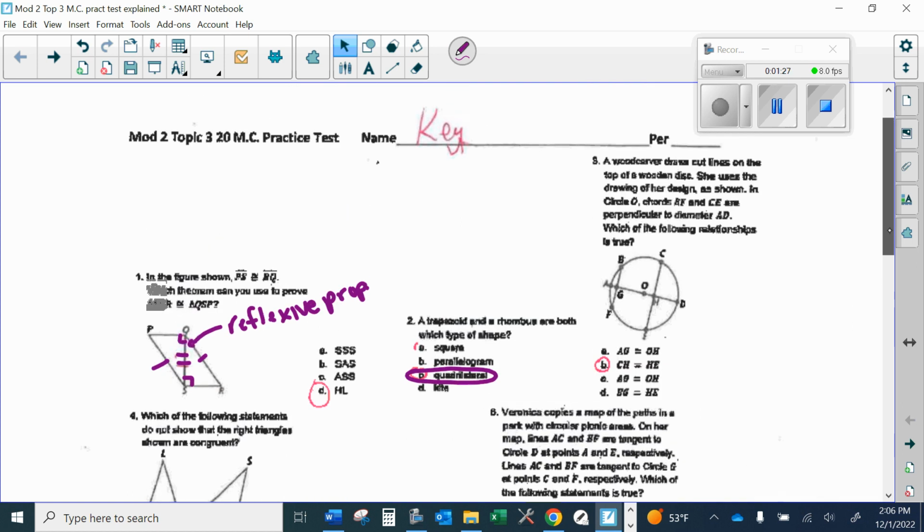The woodworker draws cut lines on the top of a wooden disc. She uses the drawing of her design as shown. The circle O chords BF and CE are perpendicular to the diameter AD. Which of the following relationships is true? CH is congruent to HE. So when it's perpendicular to the diameter, that diameter bisects the chord every time. So CH is congruent to HE.